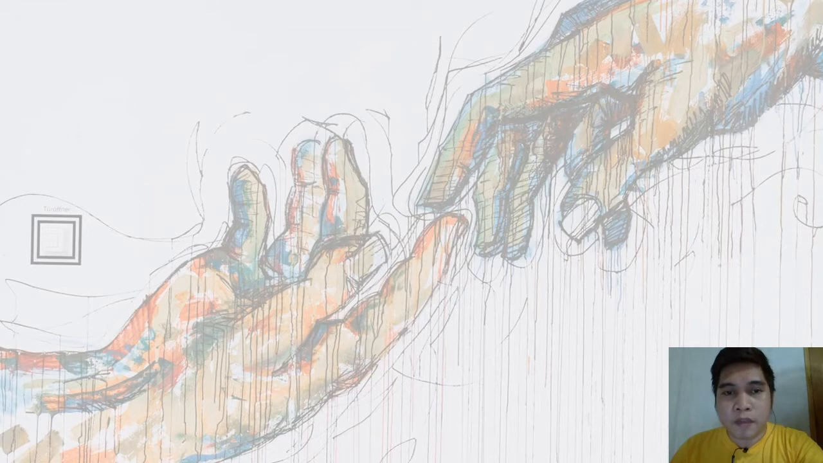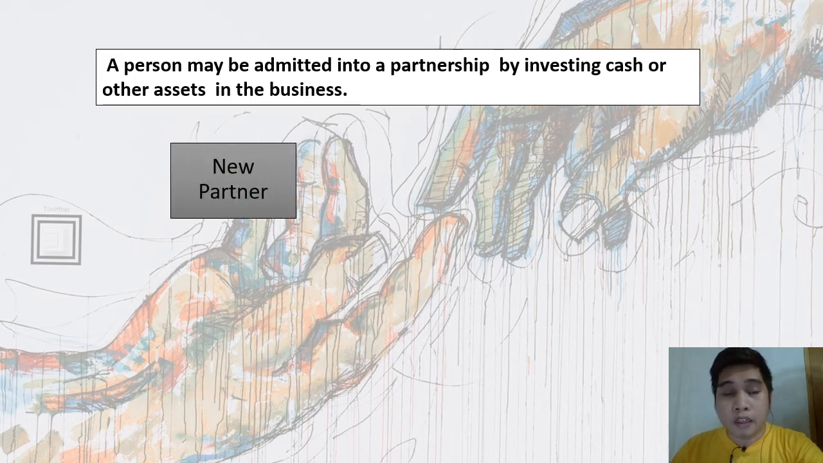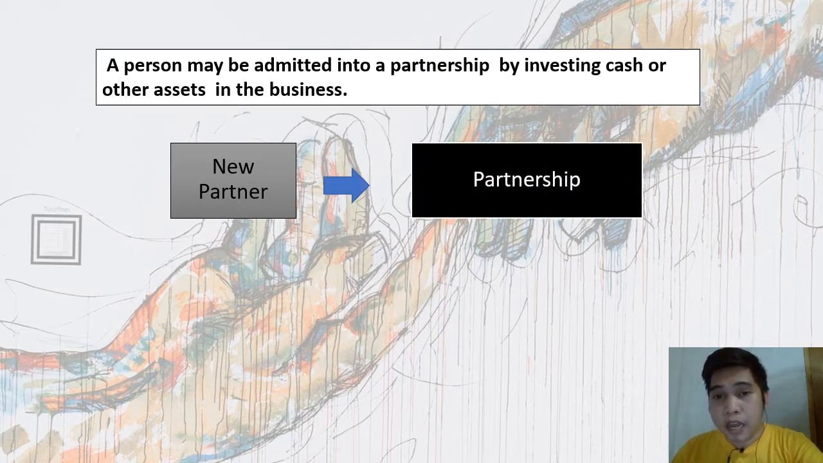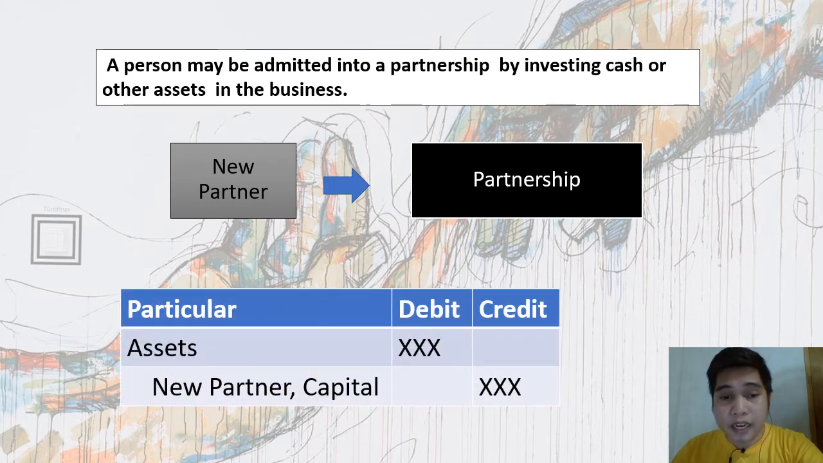Okay, another way of admitting a new partner is by way of investment directly to the partnership by investing cash or other form of assets. So basically, ang new partner, directly po siya mag-invest dun sa partnership. So ang ating parties involved dyan is si new partner and the partnership. So, lahat po ng partners ay involved. So, normally, ang entry lang naman natin dyan is magde-debit tayo ng asset, then credit tayo ng capital na ikikredit natin dun sa new partner.